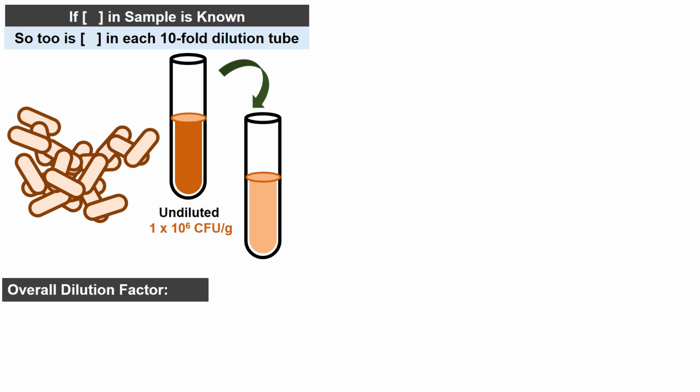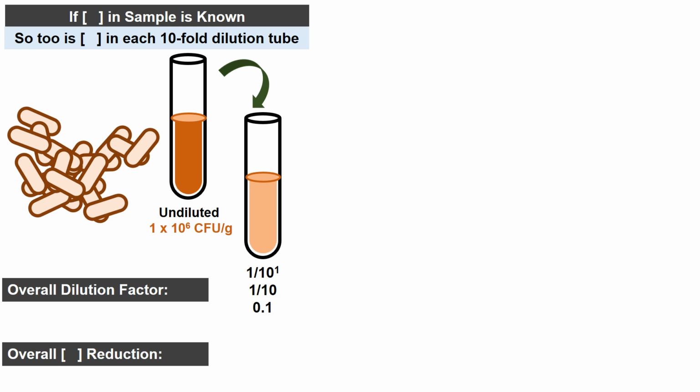Let's use our handy-dandy chart to reveal that the overall dilution factor is still the same, 1 over 1 power of 10, and so a tenth, so 0.1. This is our first tenfold dilution series, and our overall concentration is, okay, good, just like before. This is going to be 10 times less, and because it's 10 times less, the concentration in this tube is 1 times 10 to the 5th CFU per gram.